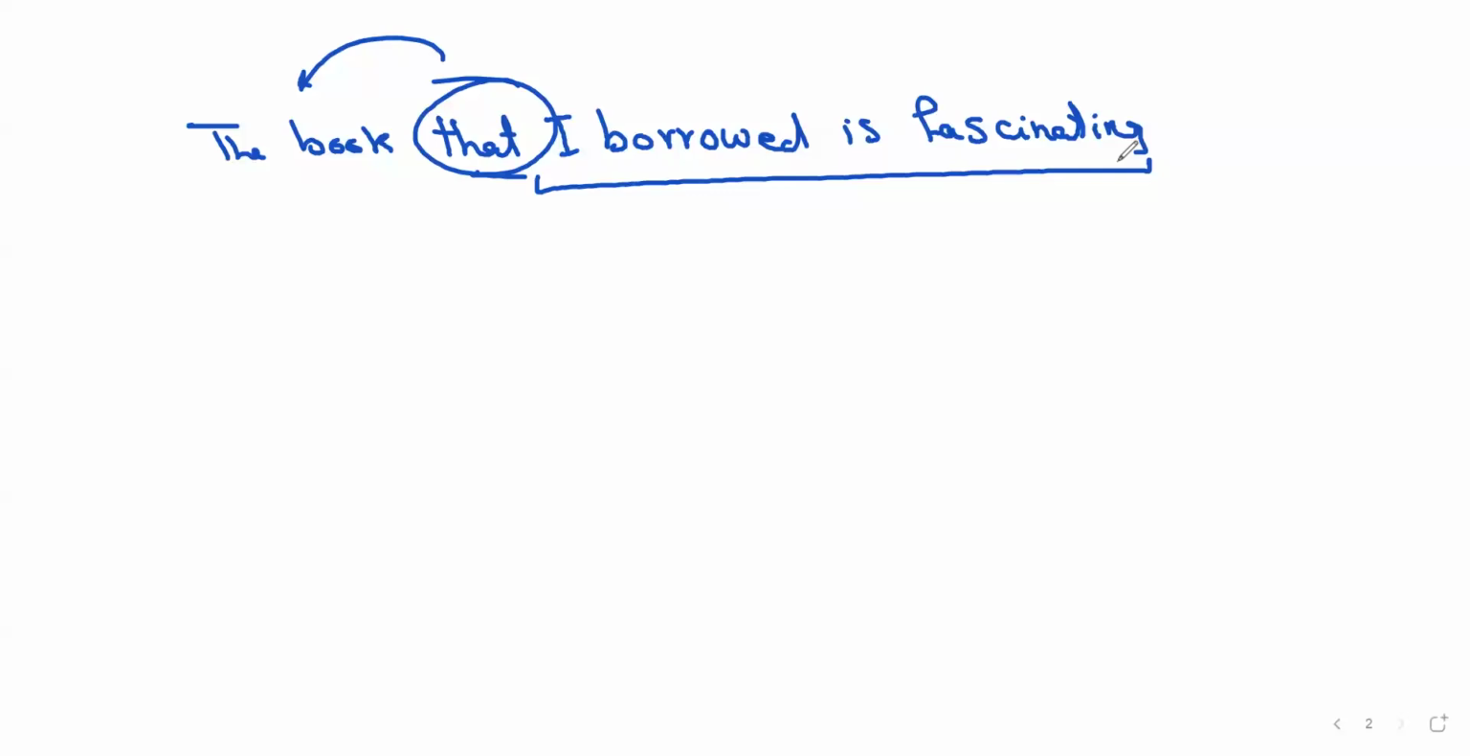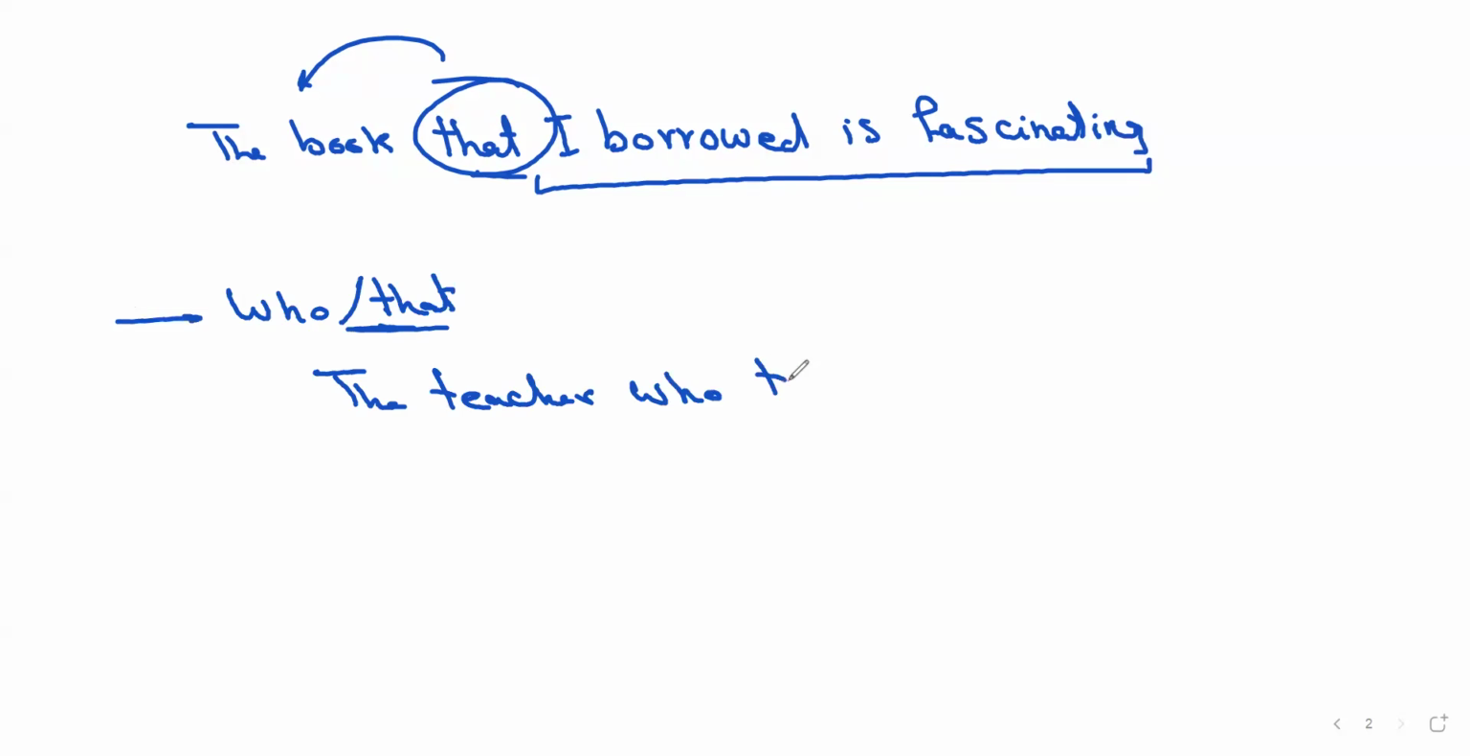What about relative pronouns and their uses? Number 1, who or that instead. Used for people, especially as a subject of the clause. For example, the teacher who teaches math is very kind. So who or that is used for people, especially as the subject of the clause.